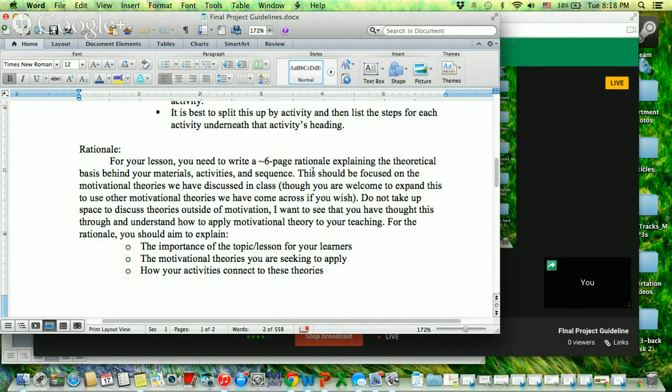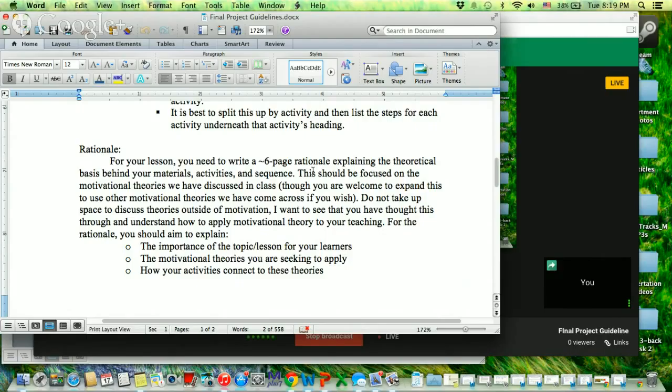Do not take up space to discuss theories outside of motivation. If you have other theories from SLA, you can briefly mention them, but I would prefer that you try not to. So avoid those and focus just on motivational theories if you can. Of course, you can ask me if you think that mentioning another theory would be worthwhile. I can suggest whether or not it's a good idea if you email me, or talk to me over our Skype meeting. That's something else to consider.